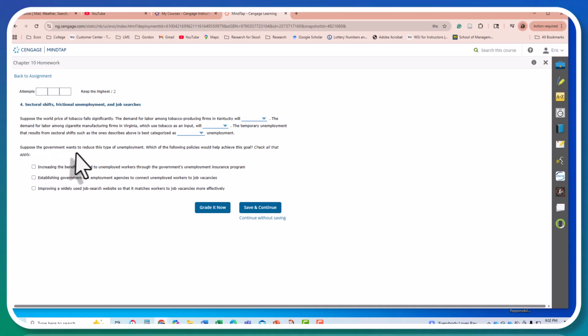Some government wants to reduce this type of unemployment. Which of the following policies would achieve the goal? Check all that apply. Increasing benefits offered to unemployed workers through the government's unemployment insurance program. Would that reduce unemployment? If you're an economist, that'd be pessimistic. By giving people more benefits, that might be an incentive not to immediately go back to work. So using that type of logic.